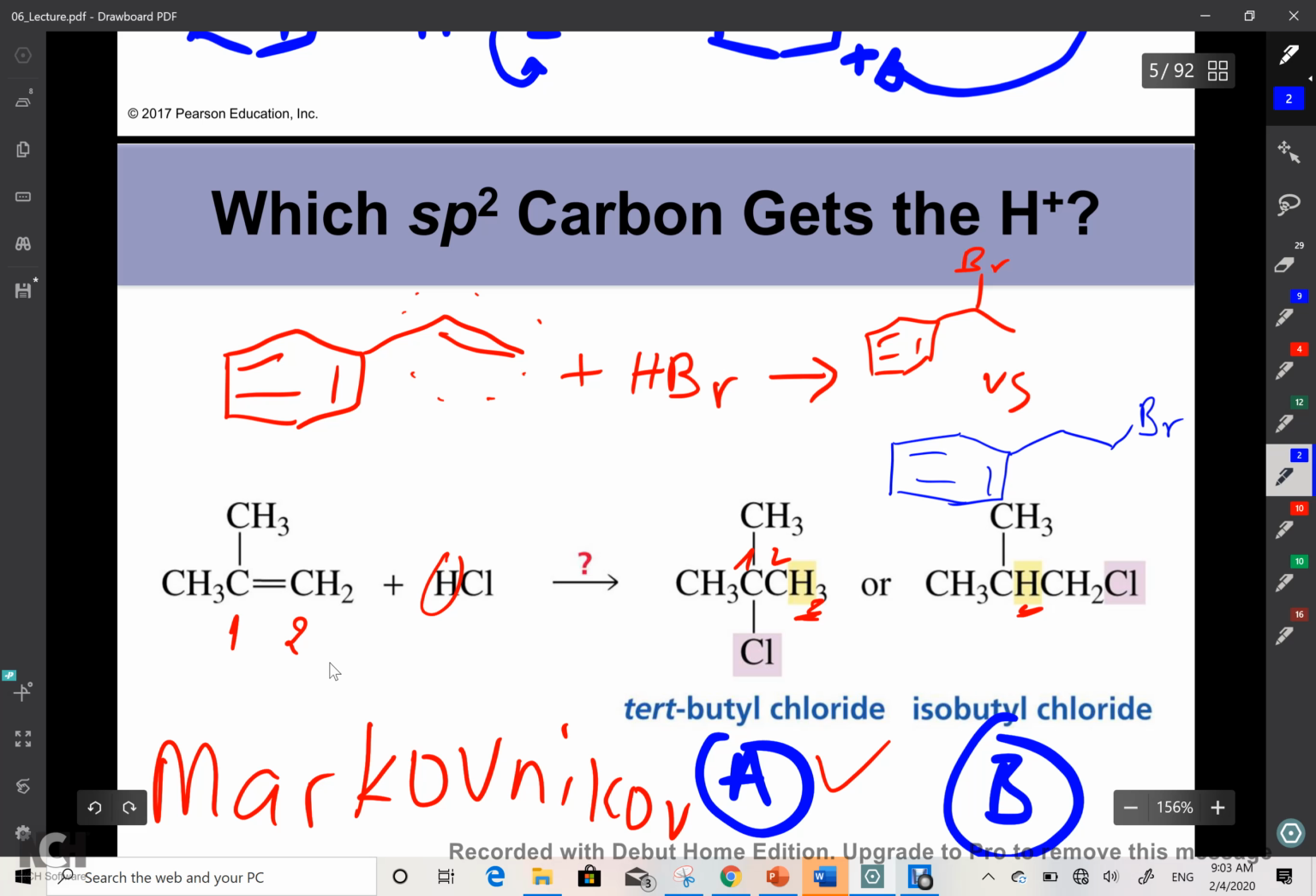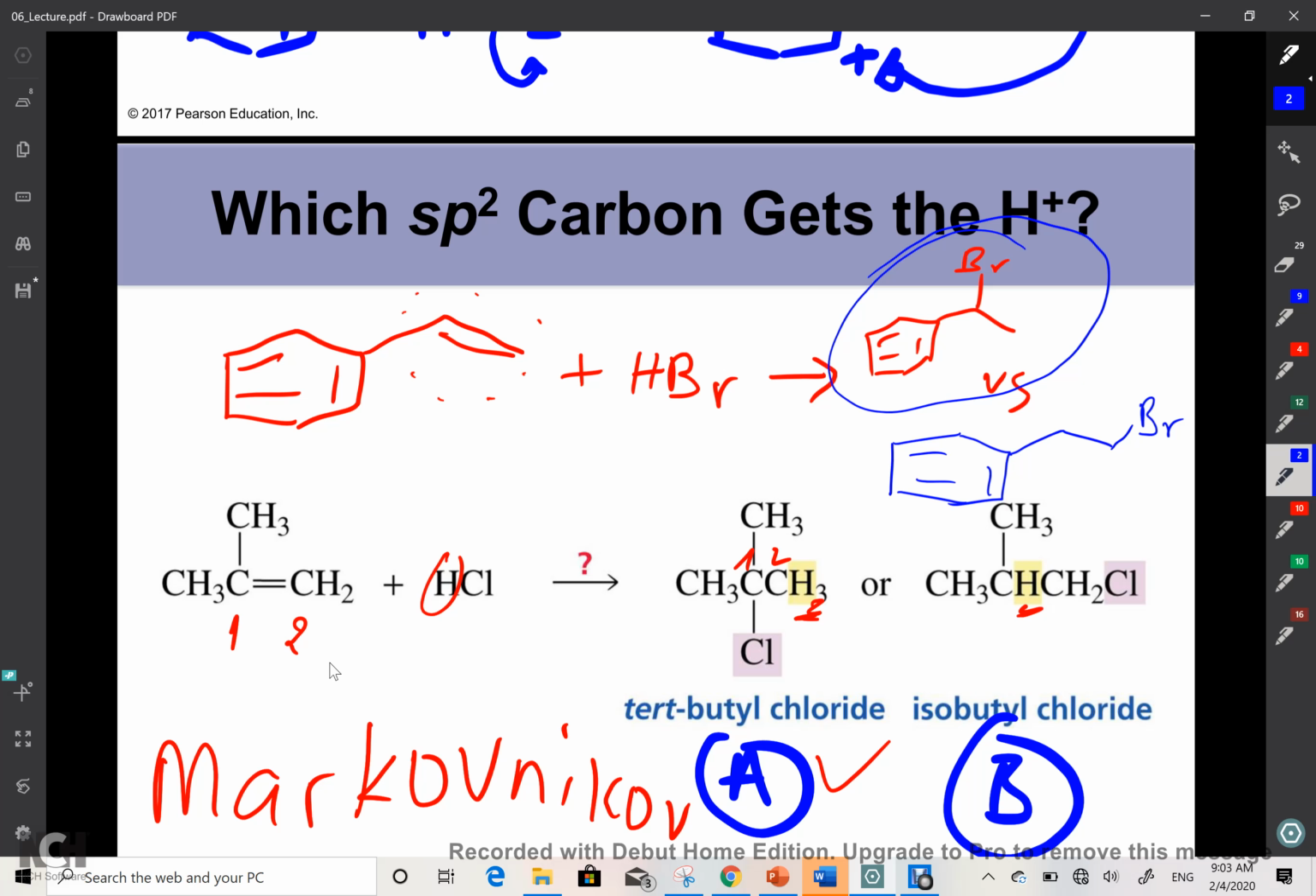The blue or the red? Oh, yeah, it's correct. Okay, the red one, right? We all agree with the red. Does that make sense? We all understand why. You can use Markovnikov, and you can use the stability of the carbocation to say that the red will be the major product.